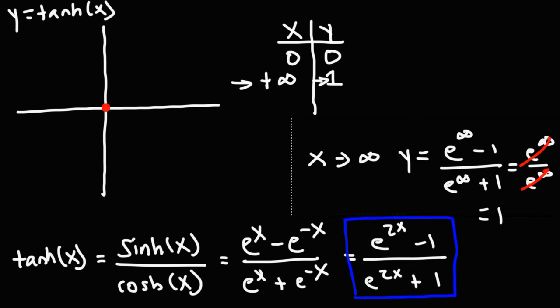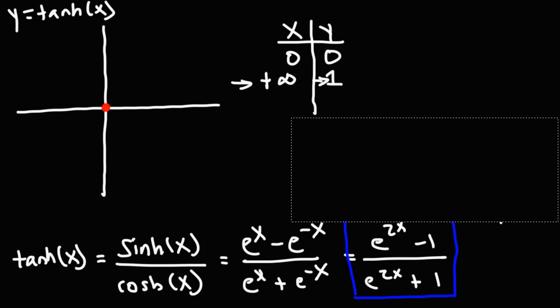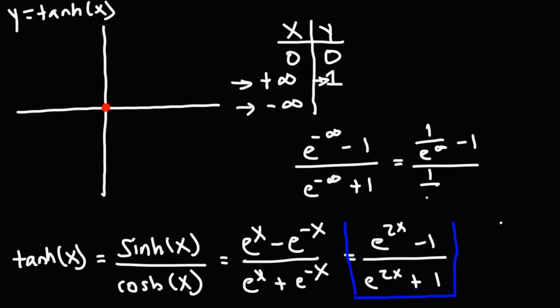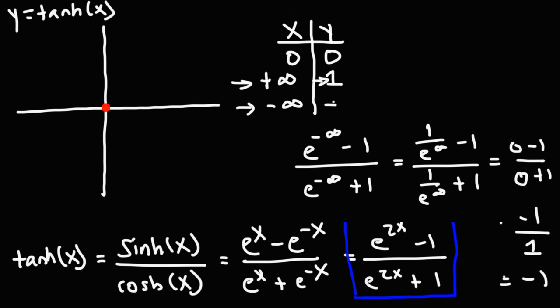Now what about when x goes to negative infinity? What happens to y? So this will be e to negative infinity minus 1 over e to negative infinity plus 1. E to negative infinity is 1 over e to the infinity. And 1 over a large number is a small number, so 1 over e to the infinity is virtually 0. It gets closer and closer to 0. 0 minus 1 is negative 1, 0 plus 1 is 1, and this approaches negative 1.